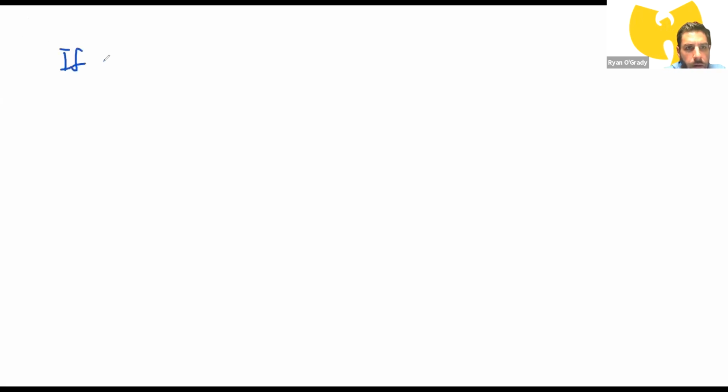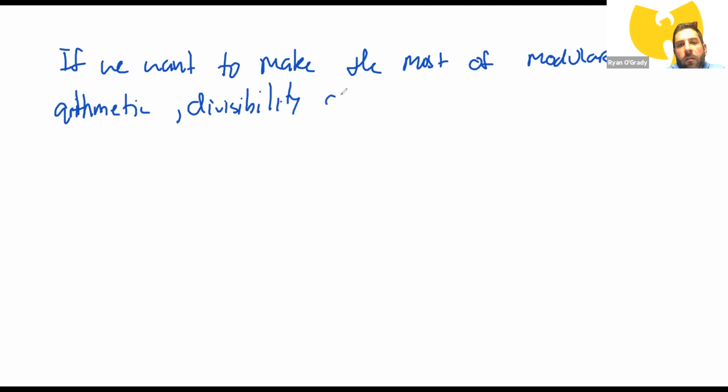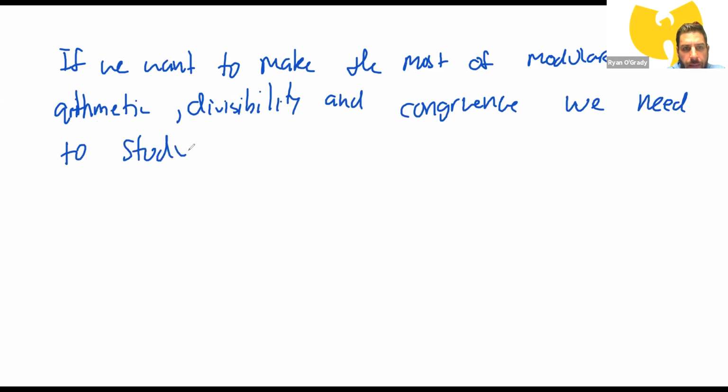So if we want to make the most of what we call modular arithmetic, divisibility, and congruence, we need to study what are called prime numbers. So you guys are probably familiar with what a prime.